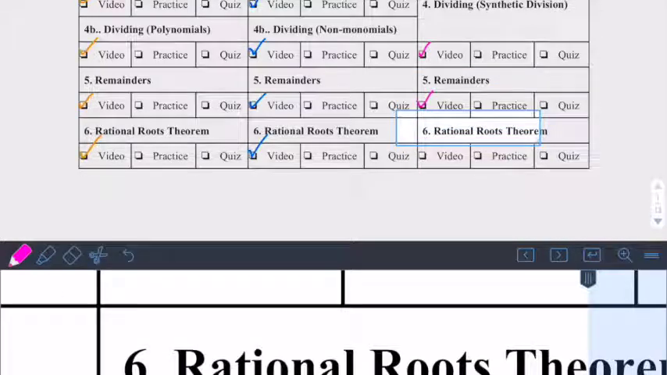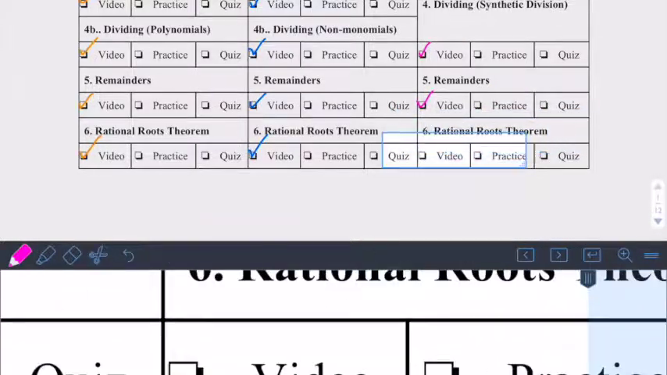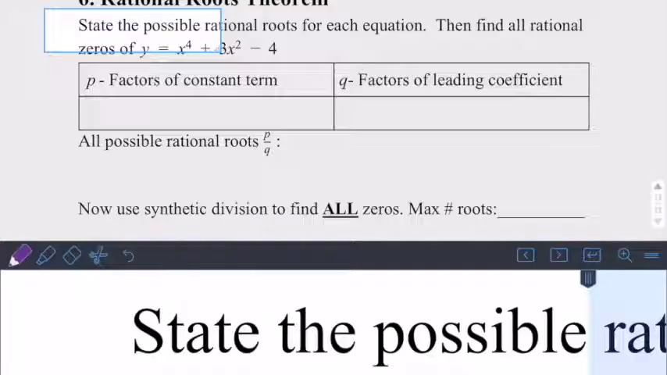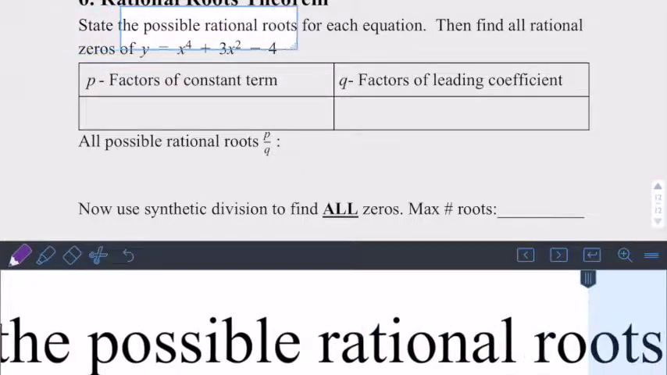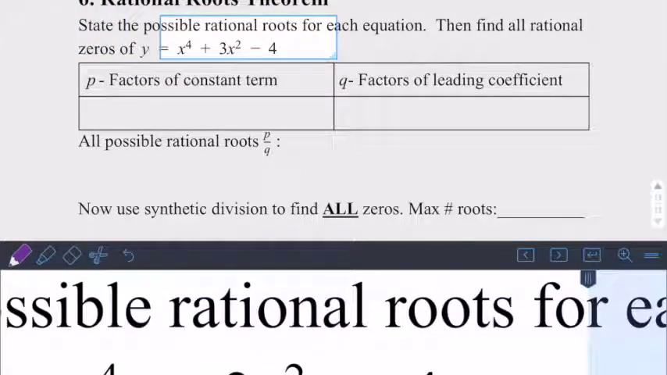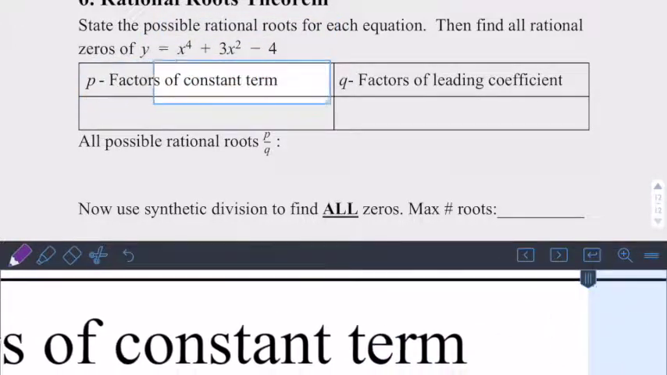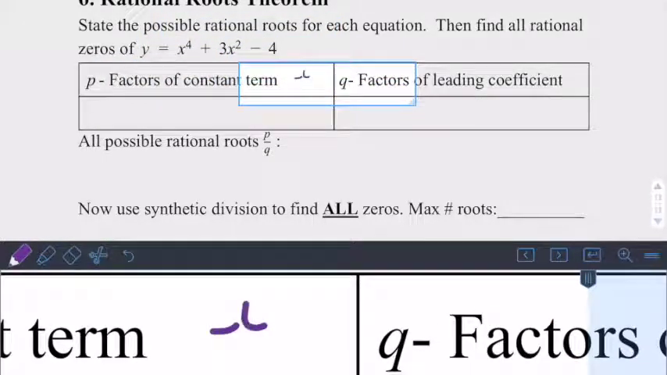And this is Tier 3 Lesson 6, Rational Roots Theorem. So now we're going to use our rational roots theorem, and then we'll use synthetic division to find all the roots. Well, we need factors of our constant term of -4.